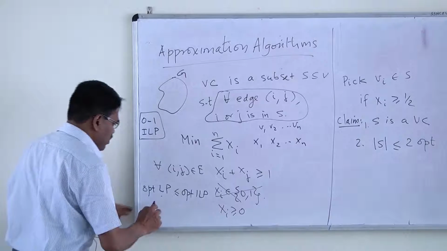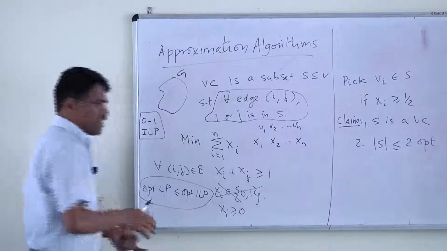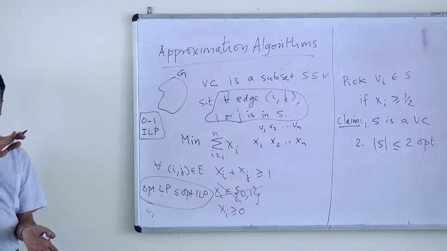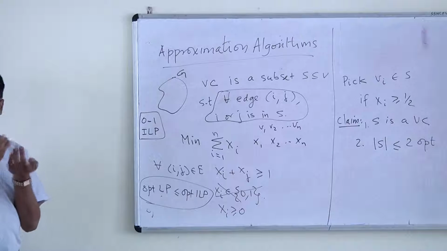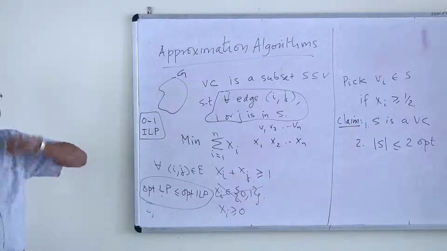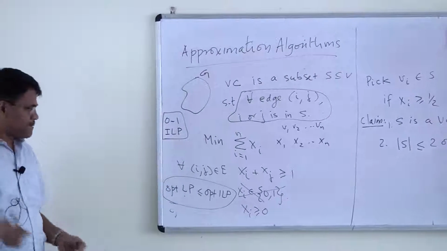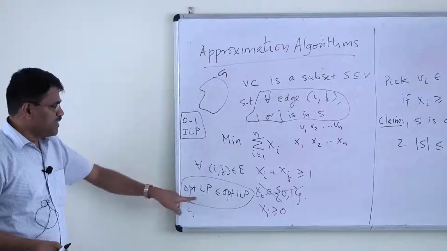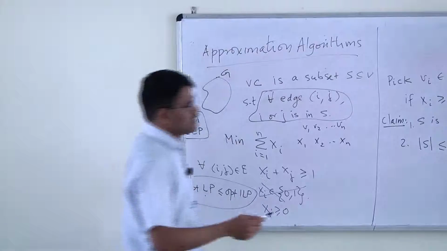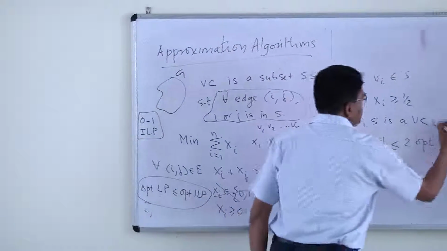This is an important observation because I take this LP without the constraint, and with the constraint, which value would be smaller? It's a minimization problem. If it's a maximization problem, you will argue the other way. So the optimum value of LP is less than or equal to the optimum. Okay, so now let's come back to the proof. So this proof is easy.